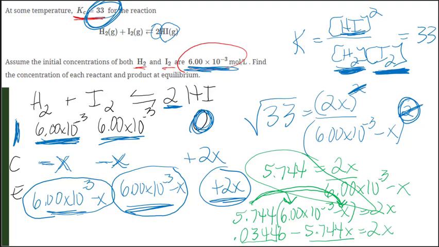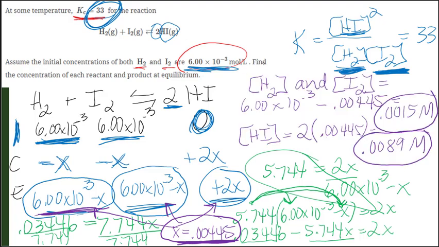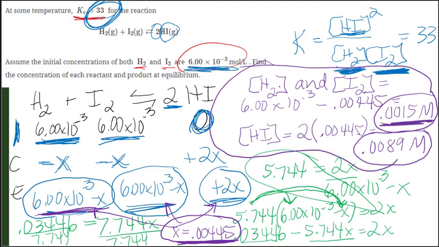I'm going to add 5.744x to both sides and then divide both sides by 7.744. And I got an x value of 0.00445. But we're not done. We now need to take that x value and plug it into these equilibrium values to get my equilibrium concentrations. And when I did that, I got 0.0015 molar for both of my reactants and 0.0089 molar for my product.